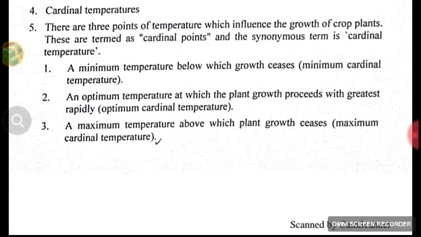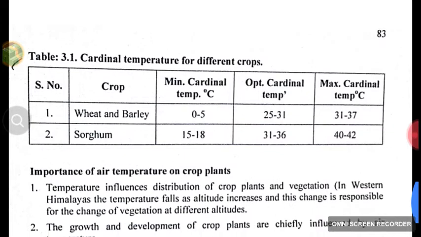What do you mean by cardinal temperature? They are the 3 points of temperature which influence the growth of croplands, termed as cardinal points or cardinal temperatures. We have 3 different points: minimum temperature, optimum temperature and maximum temperature. At minimum temperature and maximum temperature the growth ceases, whereas at optimum temperature the growth is rapid. Let's see the example.